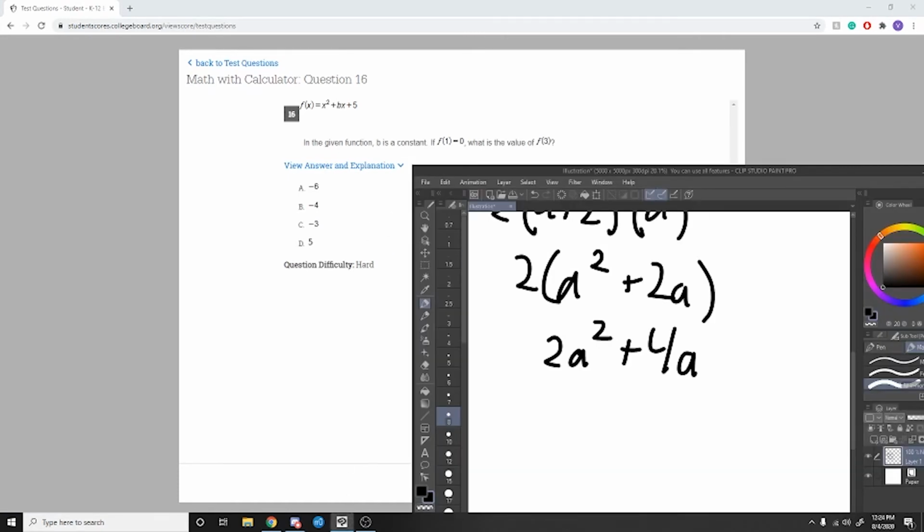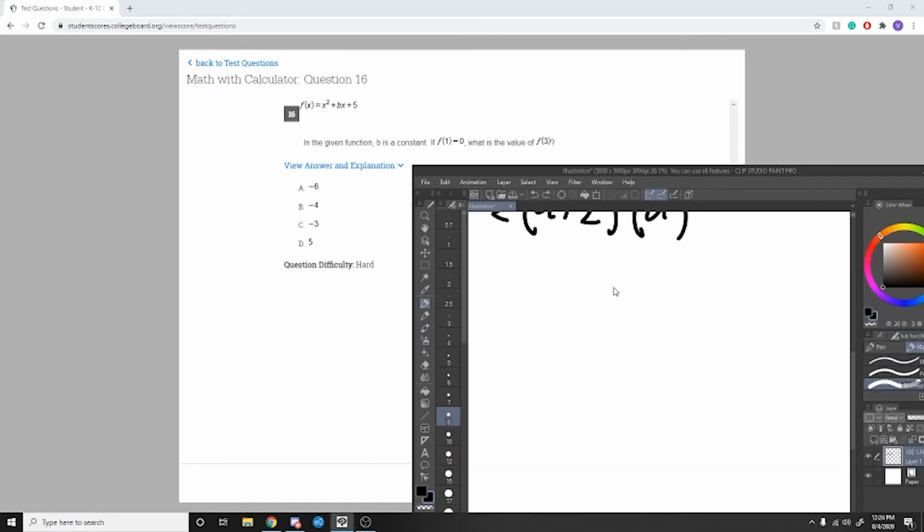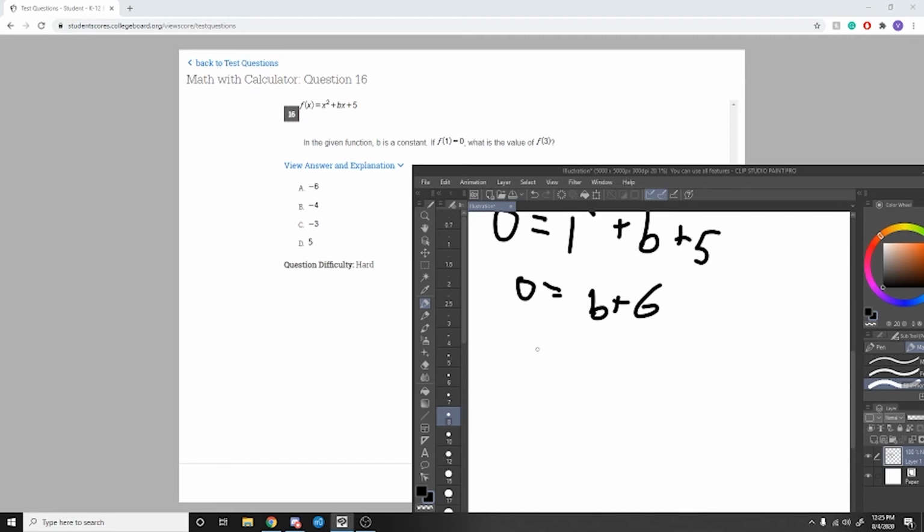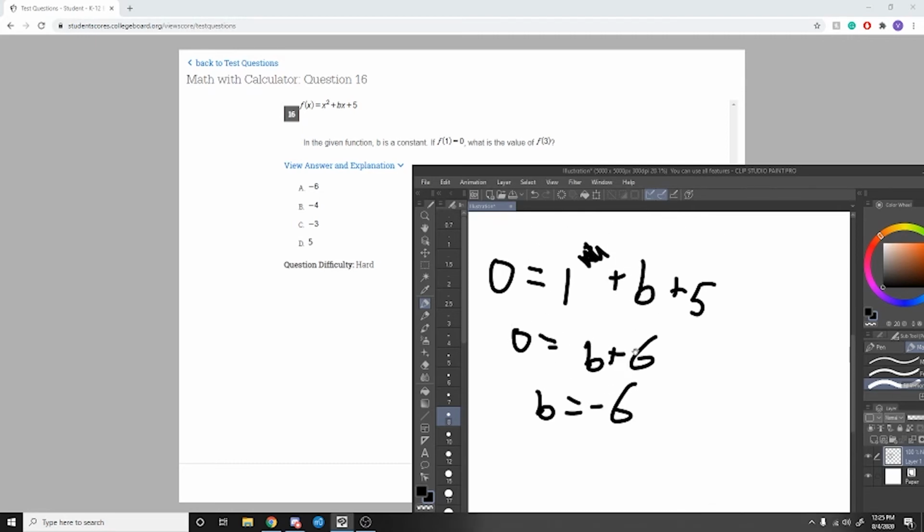Next one. Given the function where b is a constant, if f(1) equals 0, what's f(3)? So we're given f(1). We know what f(1) equals. So 0 equals f(1). If we plug in 1 to the equation, it'll be 1 squared plus b, and I dropped the times 1 because b is multiplied by 1, but it would be redundant to write it down. And now plus 5. And 1 squared is basically 1. And now it's just b plus 6 equals 0, which means b equals negative 6.